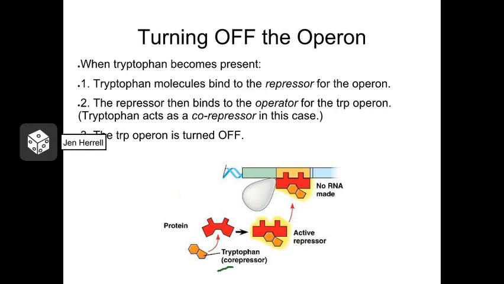In this case, the tryptophan molecule is acting as a co-repressor because it's binding to a repressor and it's helping the repressor repress or turn off the operon.